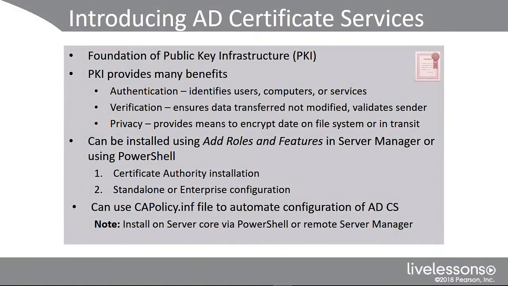In order for us to use AD Certificate Services, we have to install that, and we can use Server Manager via the add roles and features to do so. Or, of course, we can use PowerShell. We also have to configure that. So you're going to see it's a two-step process. We have to perform the installation of the services, and then we have to configure either a standalone or an enterprise CA. We're going to talk more detail about that in this sub-lesson here.